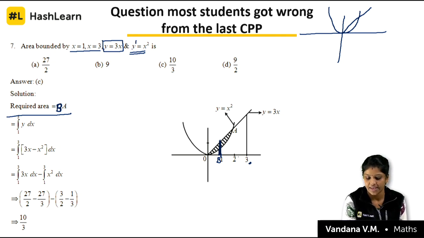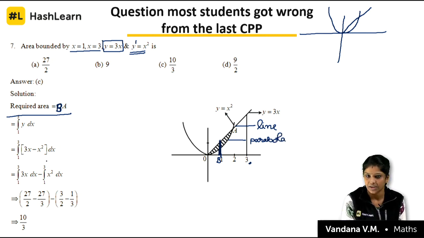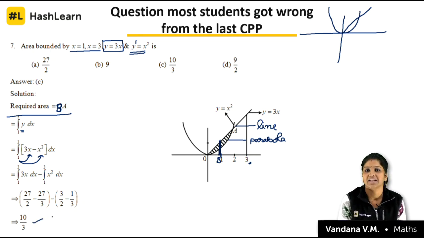I told you already, in that particular interval when two curves are intersected, upper curve minus lower curve. Here which is the upper curve? The line is the upper curve and the parabola is the lower curve. So line minus curve. So both are y terms, right? So y is equal to 3x minus x square. So integral will go to the first term and the integration will go to the second term, and you integrate it and substitute upper limit minus lower limit, you will get 10 by 3.